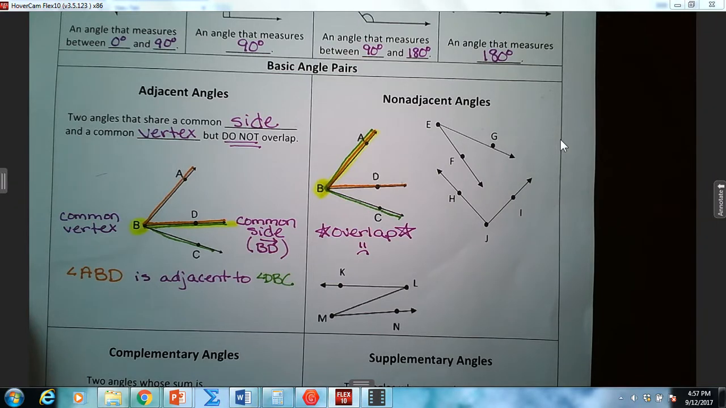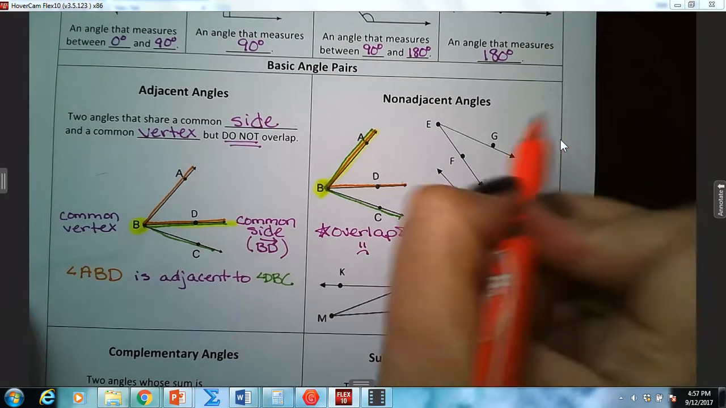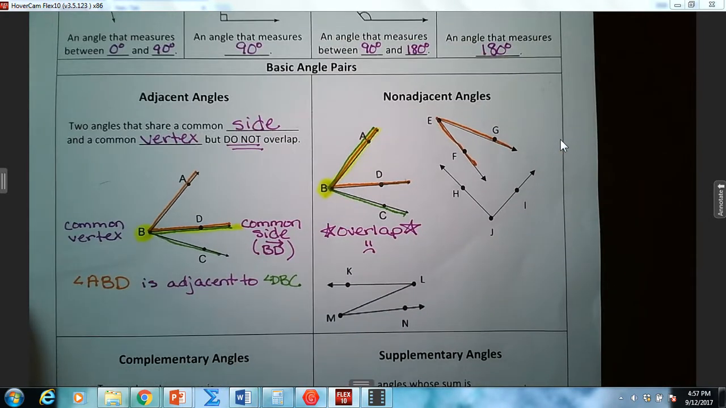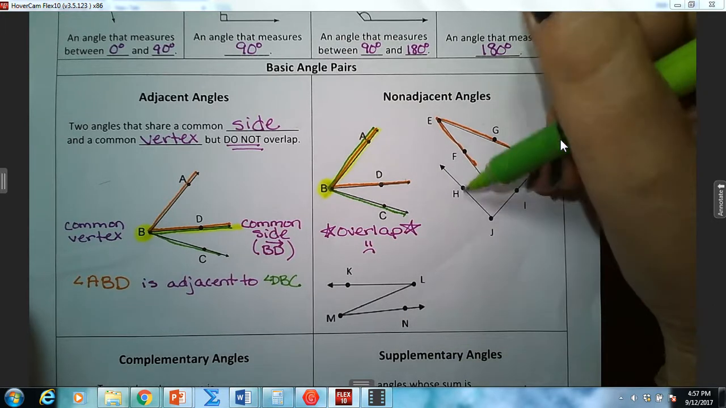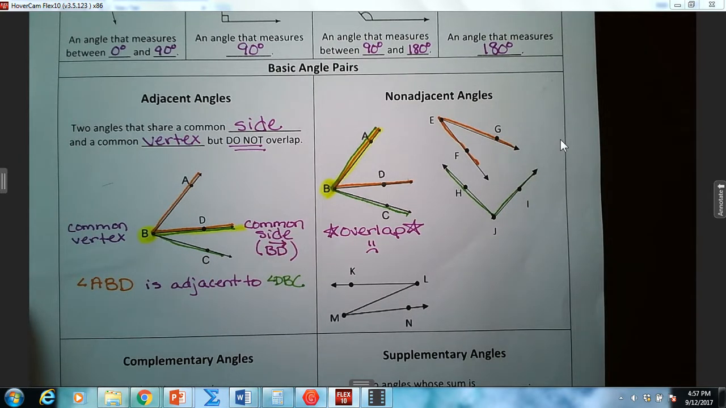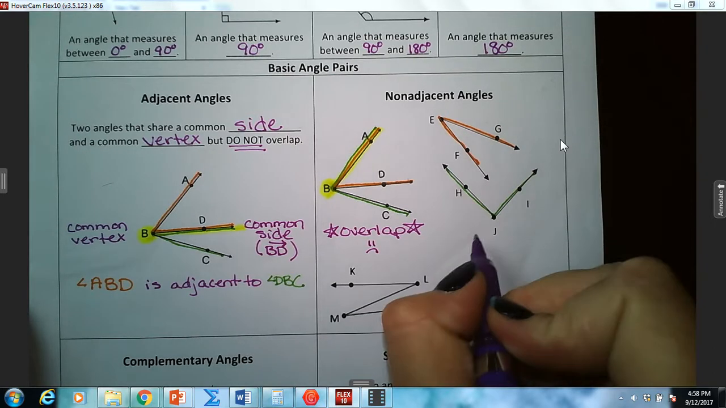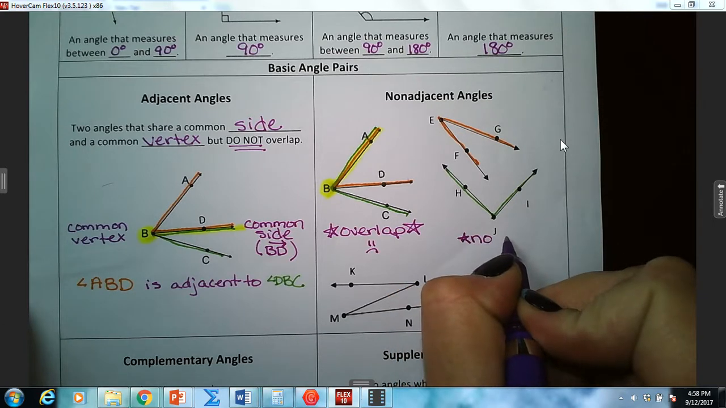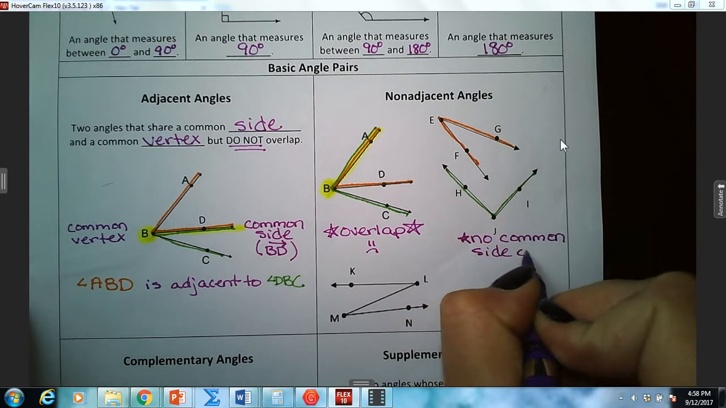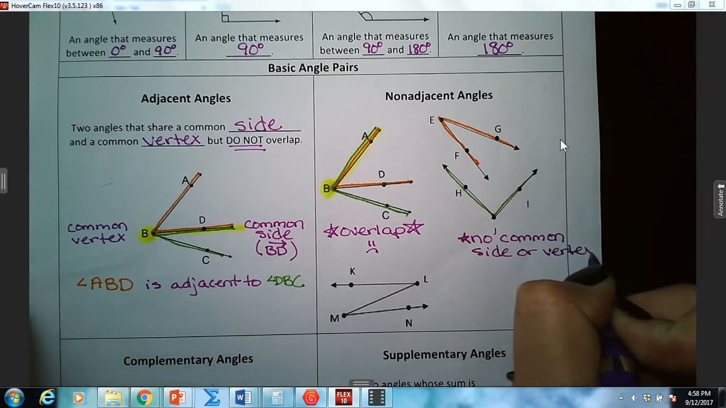Our next pair over here on the right, we've got angle GEF and angle HJI. Well, I hope you can see why these are completely non-adjacent. They have no common side and they have no common vertex. In fact, they're not even beside each other. They're just completely separate from each other. So let's make a note here. No common side or vertex. They're just a mess.